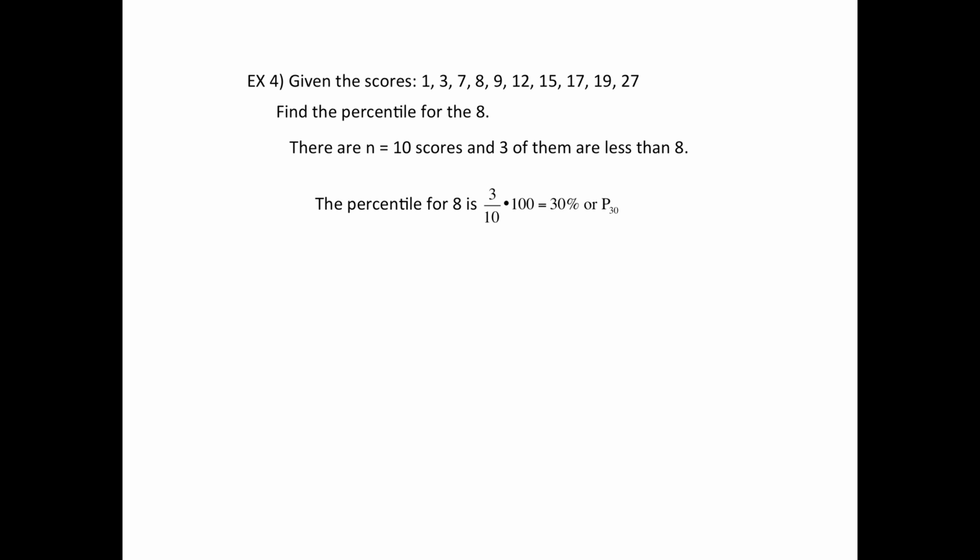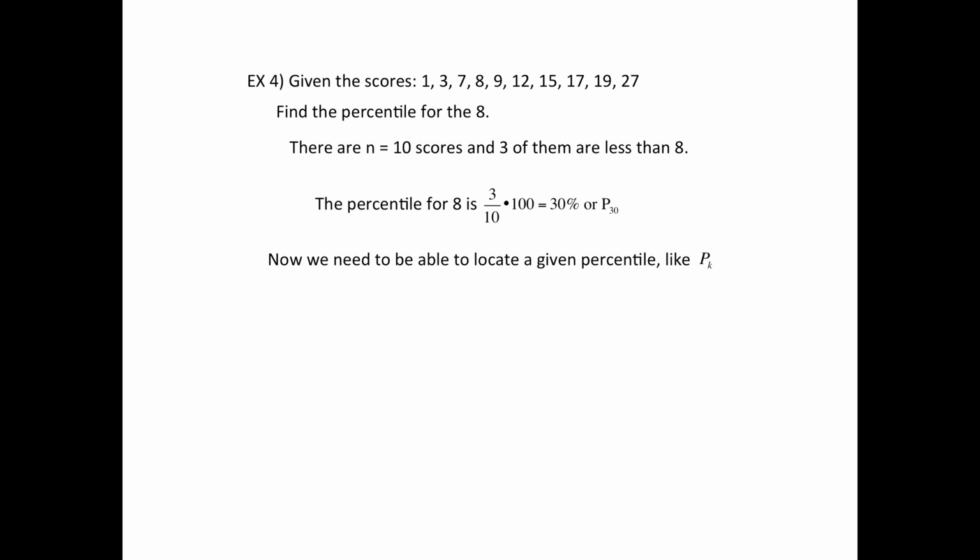So here's an example without a fancy story or anything. Take this list of numbers, which happen to already be in order. Find the percentile for the 8. So you just have to count how many numbers are less than 8, 3, and you count how many scores there are total, 10. And then you say, well, that means that the number 8 beat 3 out of 10 scores, and then change it into a percentage, it's 30%, or percentile 30.